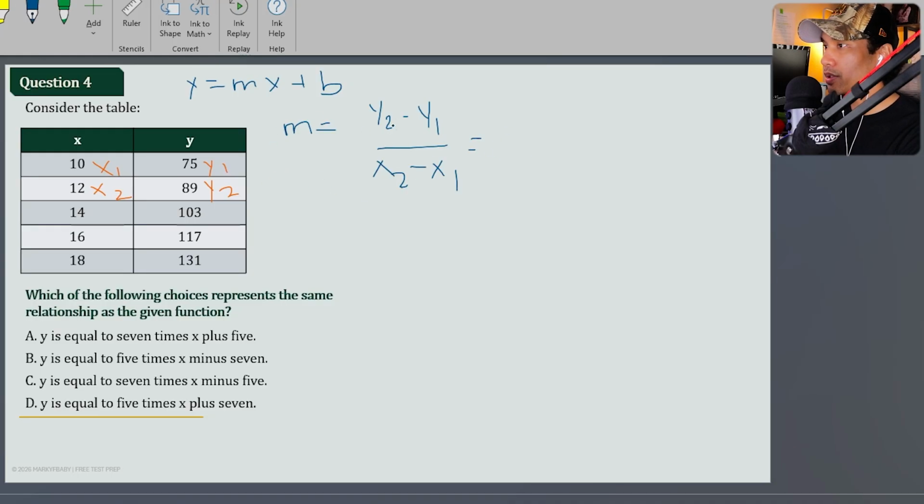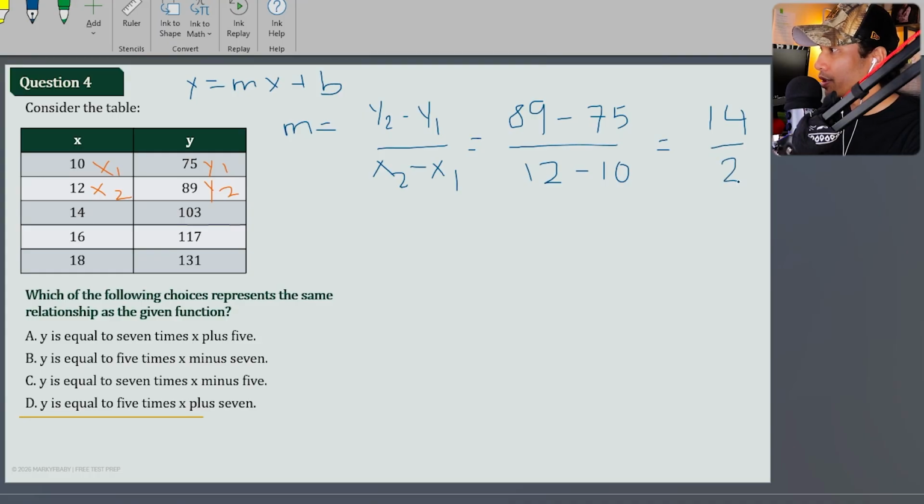So this equals, what is y2? That's 89. What's y1? 75. 89 minus 75 over the change of x, which is 12 minus 10. What does that equal? What is 89 minus 75? What is 9 minus 5? That is 4. And then what is 8 minus 1 or 7? And that equals 1. And then 12 minus 10 is 2. And then we simplify this further and we get m equals 7. All right, that is our slope.